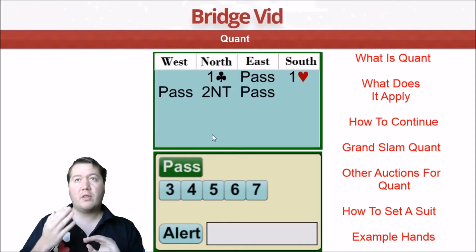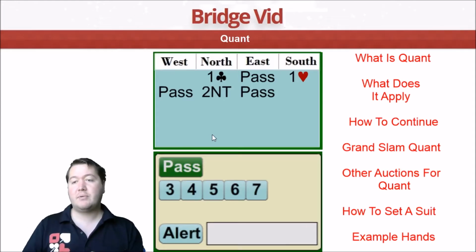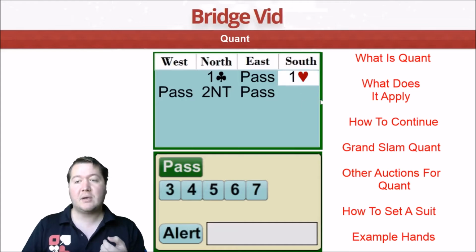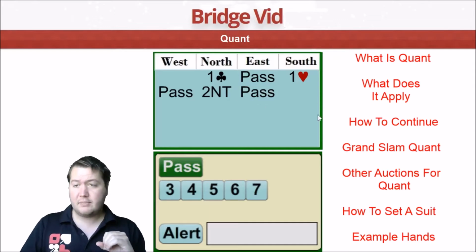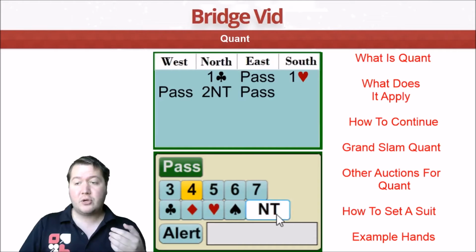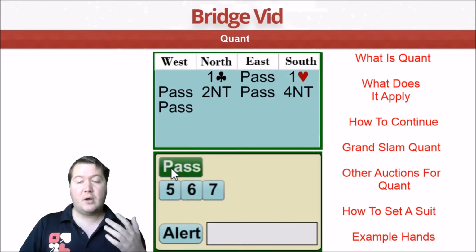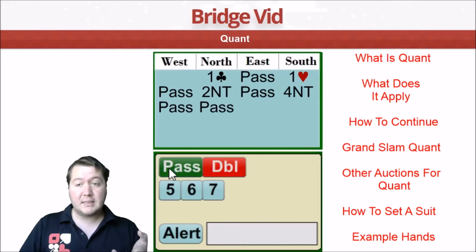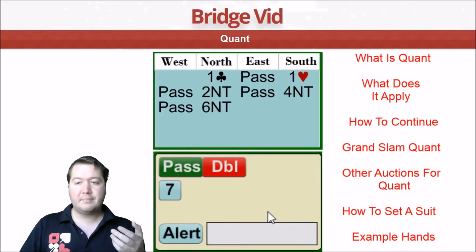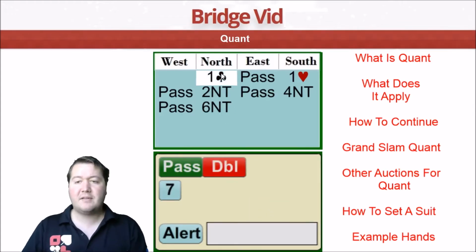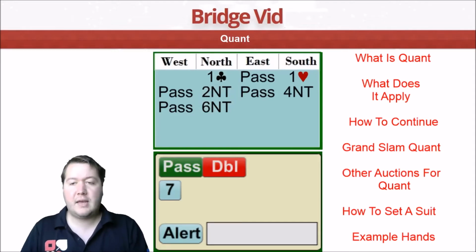So we want 33 points to make slam. What does responder need to make a quantitative bid? They basically need 14 points or a very, very good 13 count to invite slam. And for no trumps, it would say, partner, if you're 18, please pass, and if you are 19, let's go on to slam. Okay, so that's if the north hand showed 18-19 balanced.